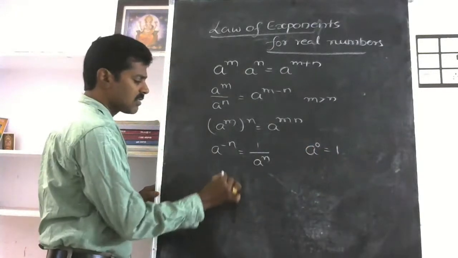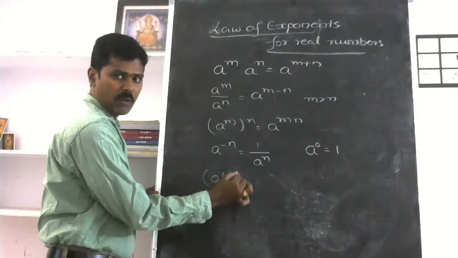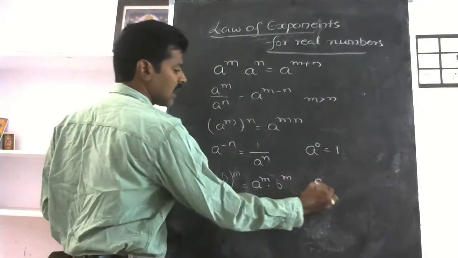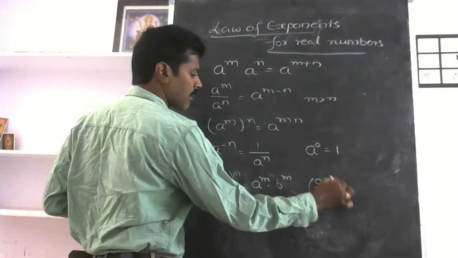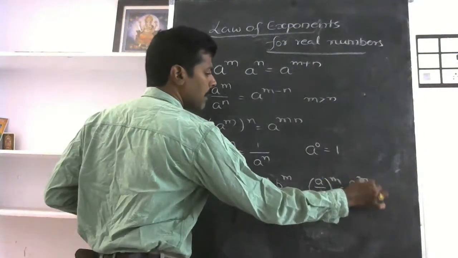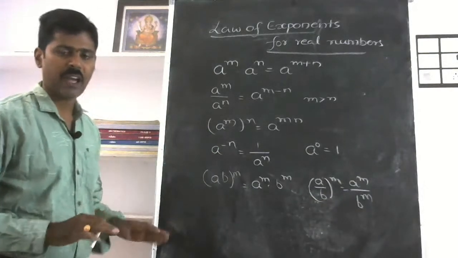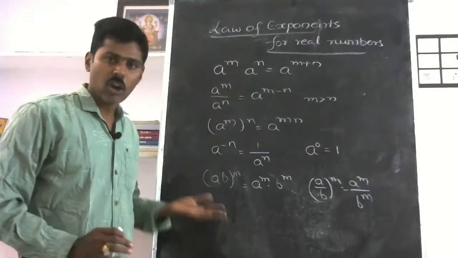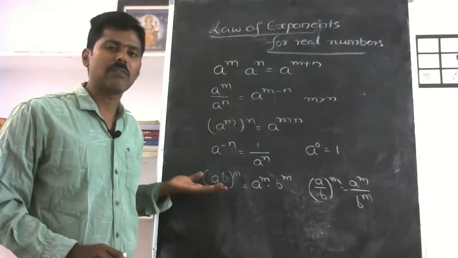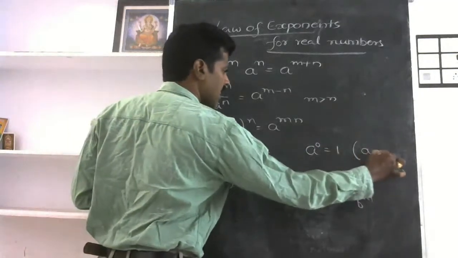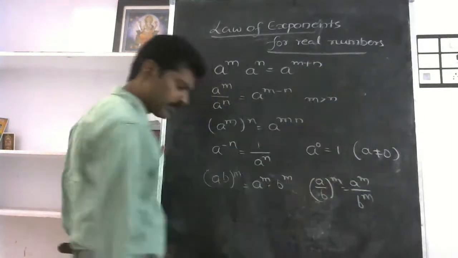And the product and division formulas: ab whole power m equals a power m into b power m. Similarly, a by b whole power m equals a power m by b power m. These are the laws of exponents for either rational numbers or integers. Now we will check whether they are applicable for rational numbers or not. Here one condition is very important: a should not be equal to 0.